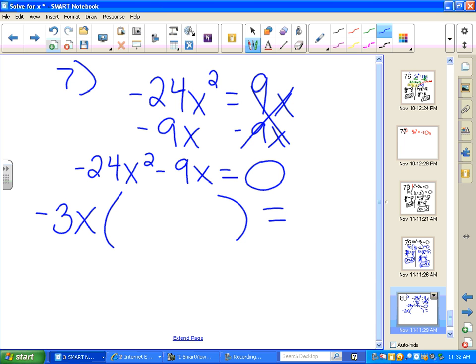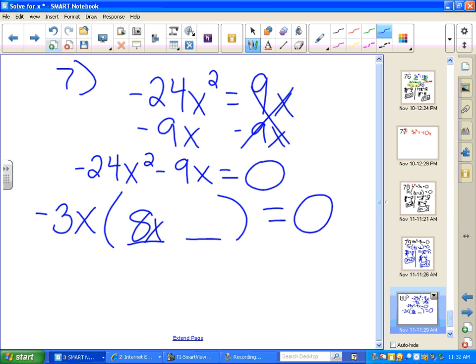Now, here's the tricky part. Open up your parentheses. Make 2 lines. Be careful with the negatives here, because if you mess up on one little negative, it's going to throw off your whole answer. What is negative 24x squared divided by negative 3x? Andrew? Positive 8x. Negative 24 divided by negative 3 is positive 8. X squared divided by x is x.